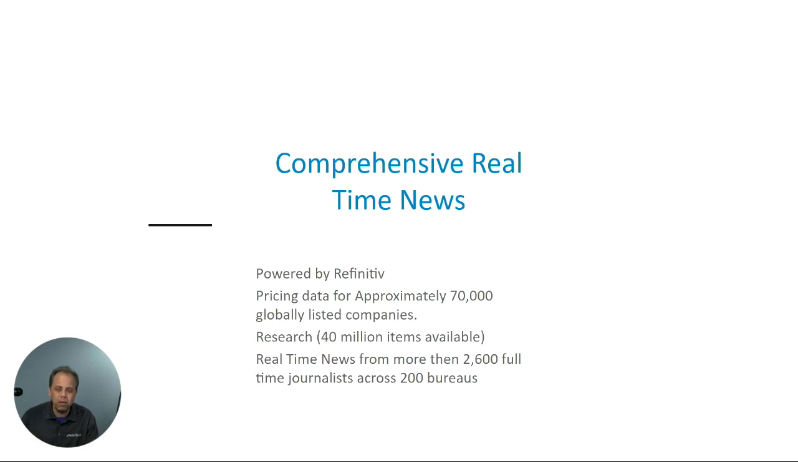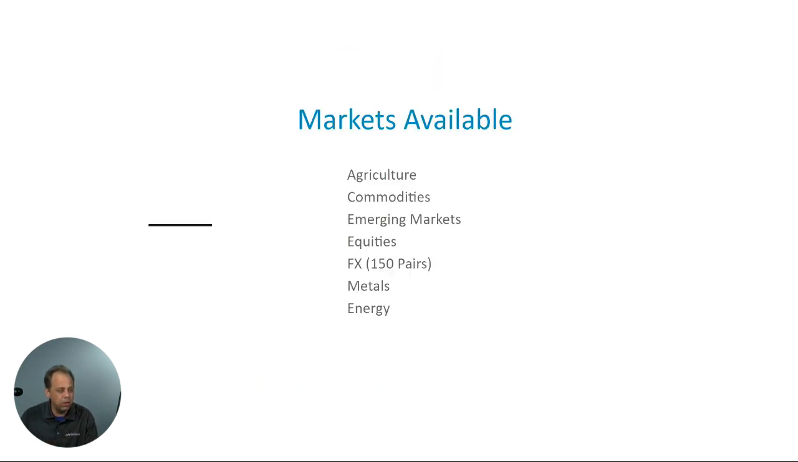As I talked about before, it's powered by Refinitiv. It does have full information on like 70,000 globally listed companies. There's 40 million items of research available. There's 2,600 full-time journalists across 200 different news bureaus. This isn't a package that you just get because you have a brokerage account. This is a package that they put together to literally compete with Bloomberg. And it's a really, really good package.